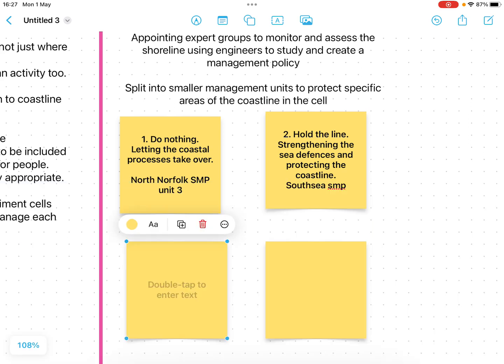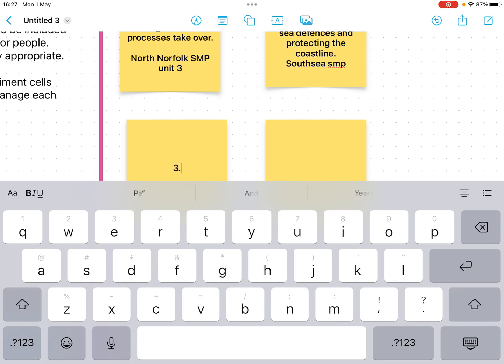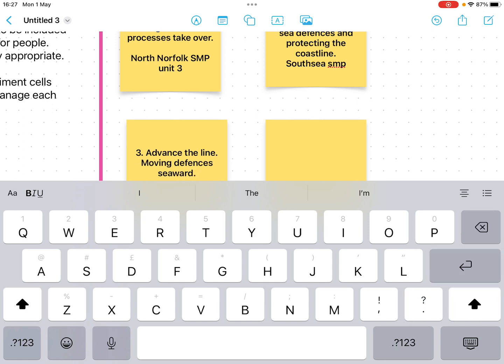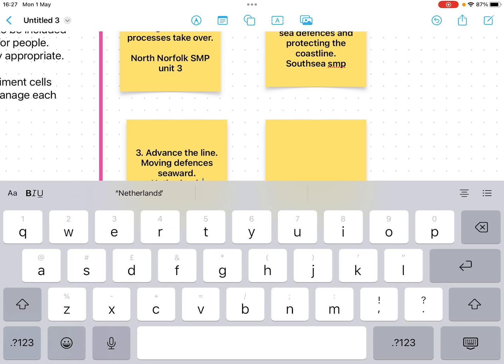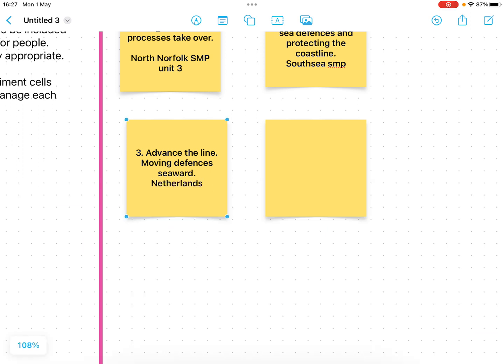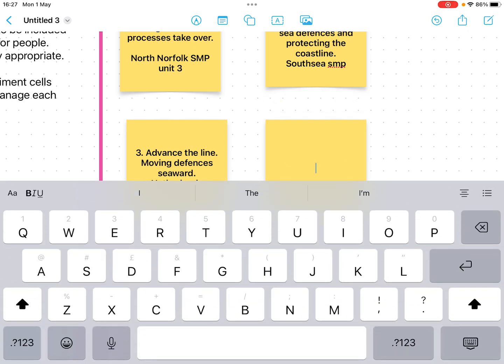The third option we've got is called Advance the Line. And what that means is moving our defences seaward. So actually sticking them out in the sea to basically reclaim the land. And a great example of this happens in the Netherlands. The Netherlands does a lot of land reclamation, and we are doing it in certain areas of the UK as well. But the Netherlands is the best example of advancing this line and then strengthening their sea defences to claim that land back.